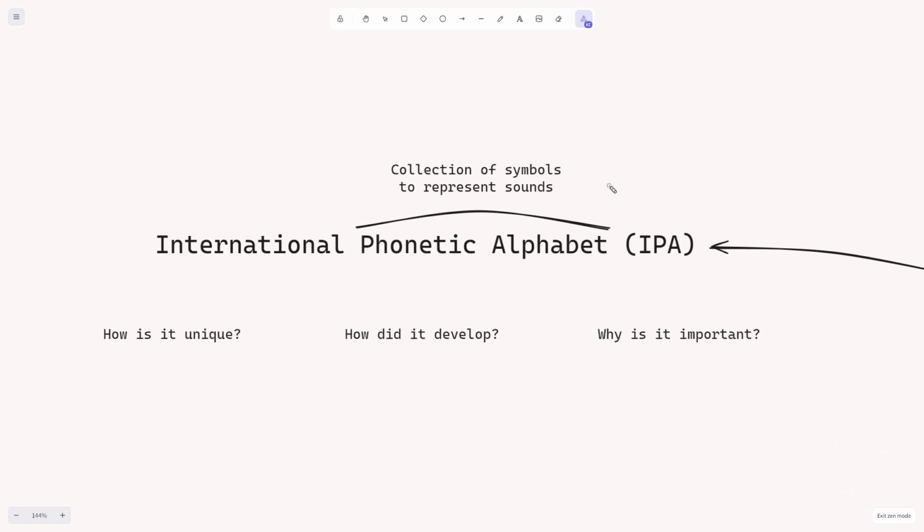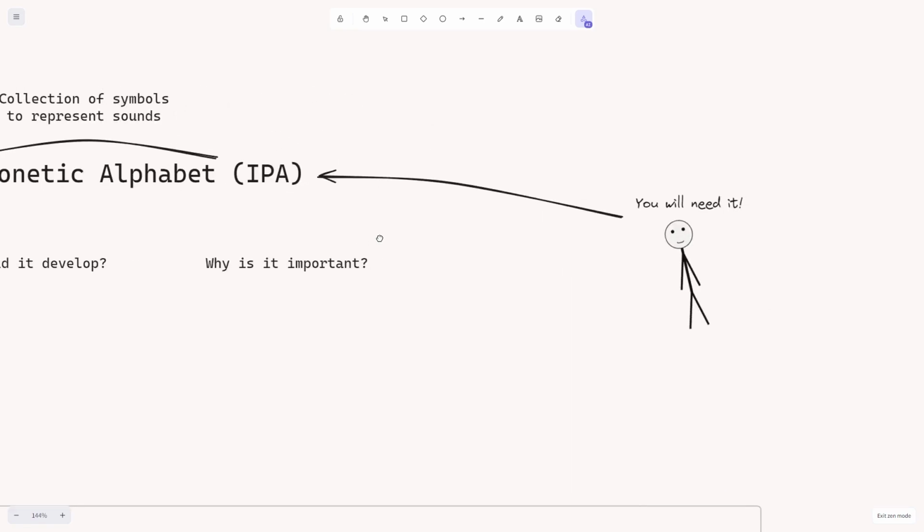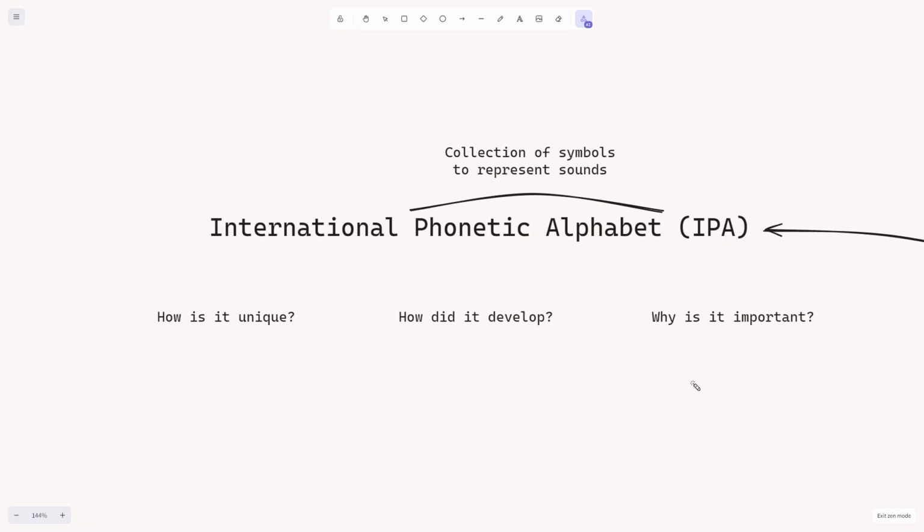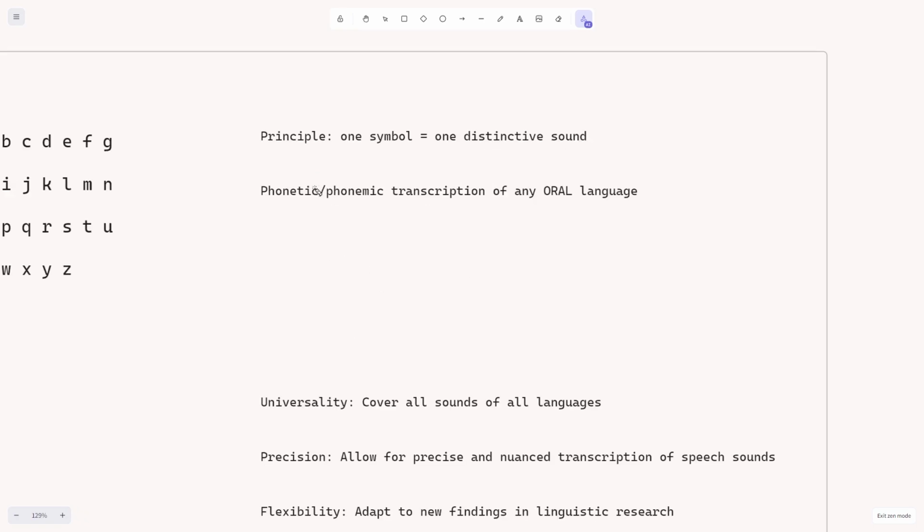In this video, we will talk about how it's unique, how it developed, and why it's important. And it doesn't matter who you are, what you're doing, if you're just learning languages, if you're a linguist, if you're interested in both linguistics and language learning, you will definitely need it. Even Gilbert over here says it. It's very important to talk about pronunciation in all ways of language. So let's talk about the basics.